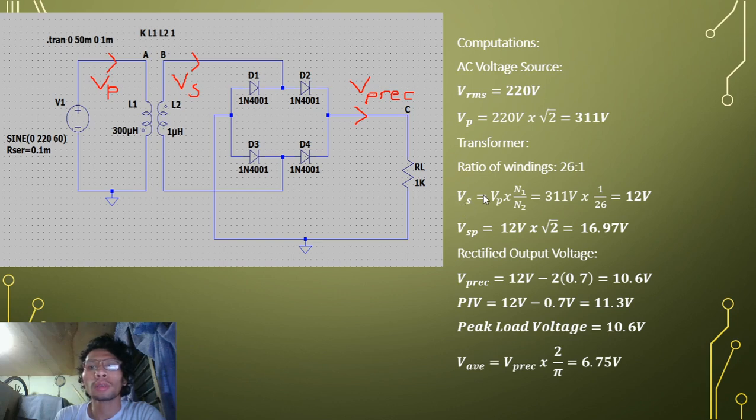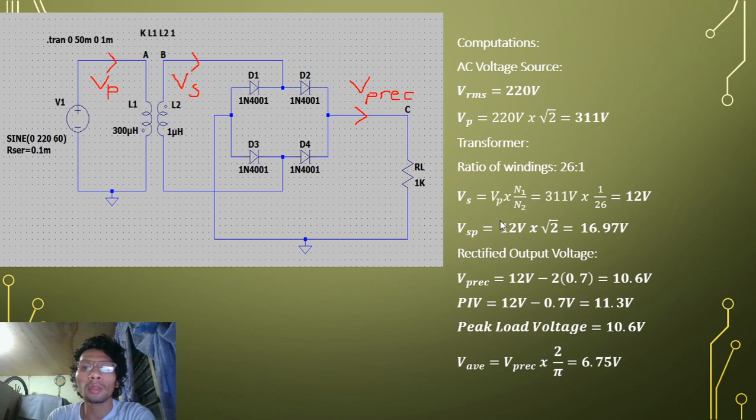So the VS or the V secondary is equal to V primary times the ratio of winding, which is N1 over N2, is equal to 311 volts times 1 over 26. And the result is 12 volts for the secondary voltage. Then the secondary voltage peak is equal to 12 volts times square root of 2, which is equal to 16.97 volts.